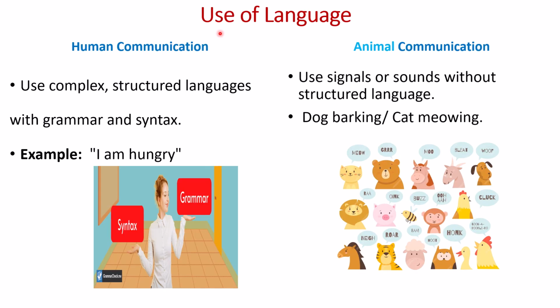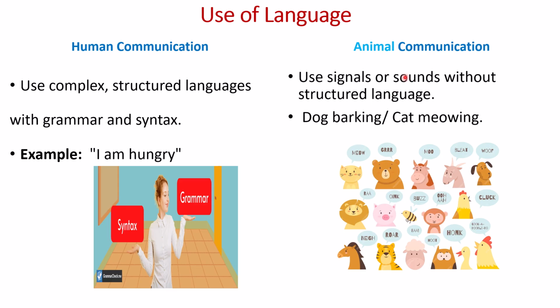So let's see the language aspect. Humans use complex and structured language with grammar and syntax. So it is rule governed. Humans follow rules of grammar and syntax for clarity and mutual understanding. I have given an example: I am hungry. This is a grammatically correct sentence. If we break the rules of grammar and syntax, it may confuse the listener. So grammar and syntax are key to human language.